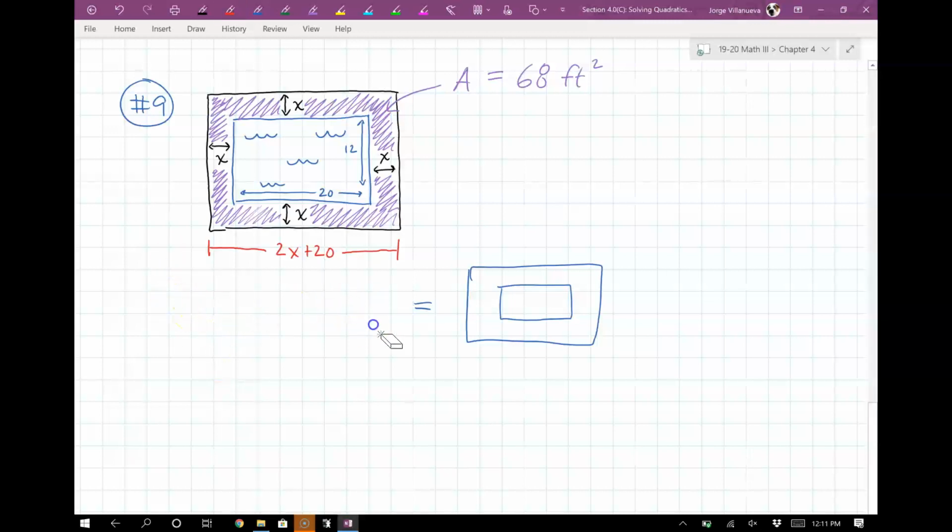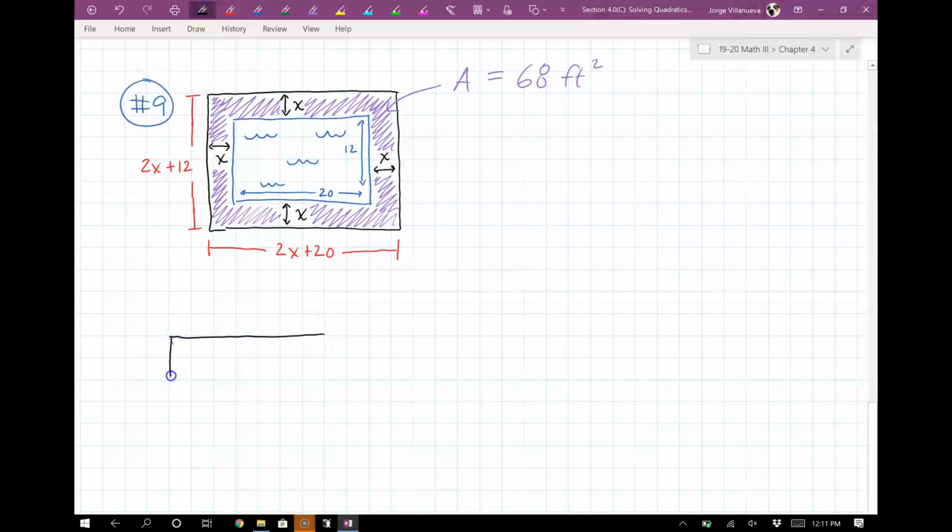Now I'm going to draw that picture that I did right now. I'm going to draw it again, okay? Just give me a second though. What is this distance here? Well, that's x on top, and then 12 for the pool, and then x again. So that's 2x plus 12.